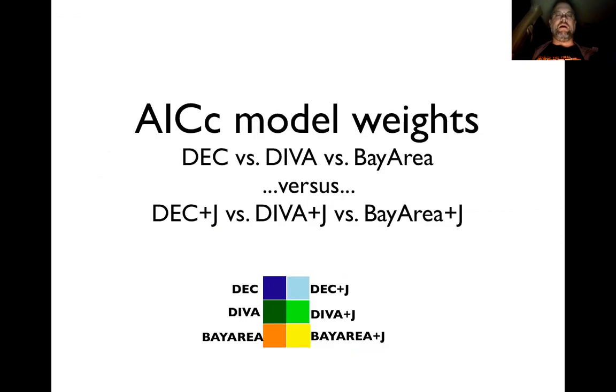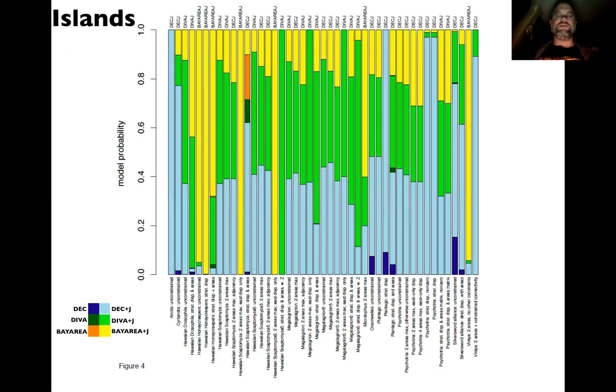10 or more log likelihood units was quite common. And even when comparing a whole bunch of models with and without jump dispersal, so a DIVA-like model and a BayArea-like model in addition to the DEC model, the +J models tend to dominate in these kinds of island data sets. Now, this phenomenon has become so common that I think a lot of people were just skeptical that a single parameter could improve model fits so much.